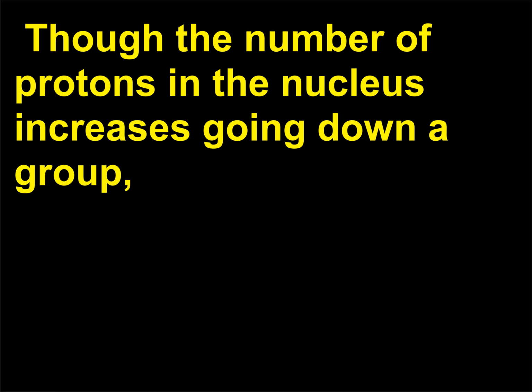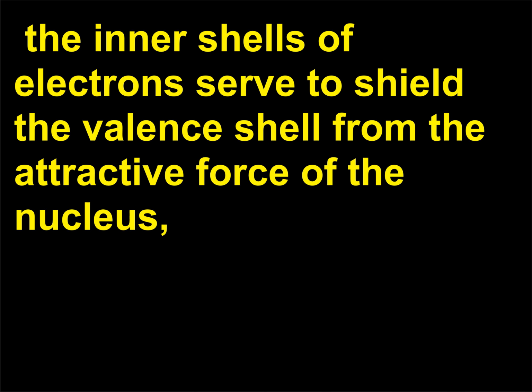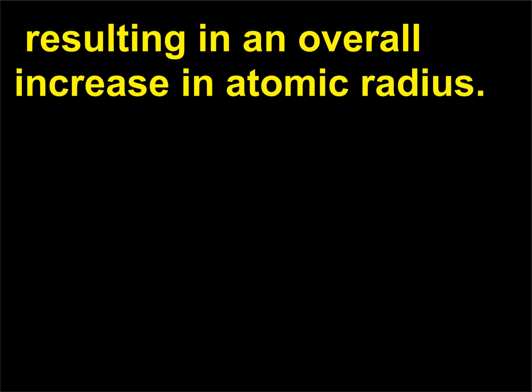Though the number of protons in the nucleus increases going down a group, the inner shells of electrons serve to shield the valence shell from the attractive force of the nucleus, resulting in an overall increase in atomic radius.